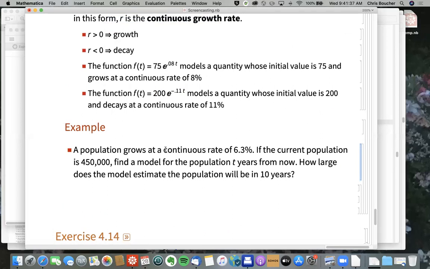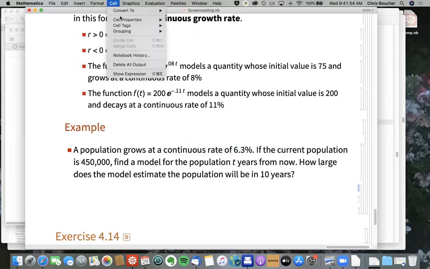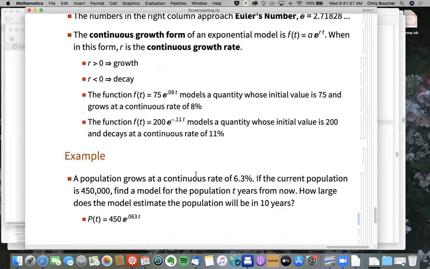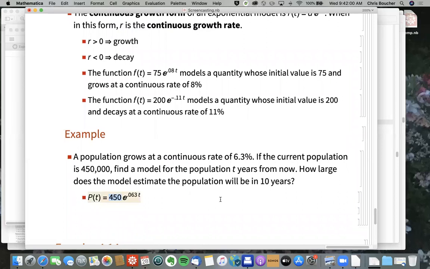Suppose I have a population growing and I have the continuous growth rate, right? So I'm given the continuous rate of growth at 6.3%. Current population is 450,000. We want to model the population t years from now. Since we're given the continuous growth rate, it makes sense to use the continuous growth rate form. The A value is 450. Notice that I'm measuring population. Well, we should say this here. Let's measure the population in thousands. So here's the initial value. I just plunk the continuous growth rate into the exponent there.